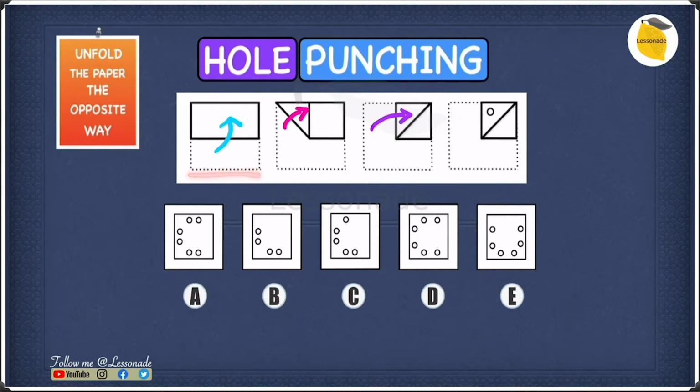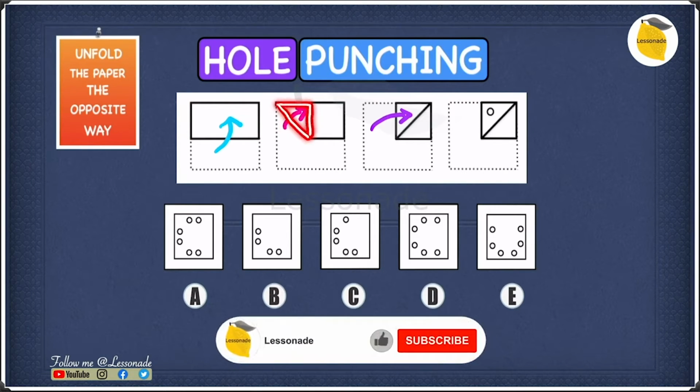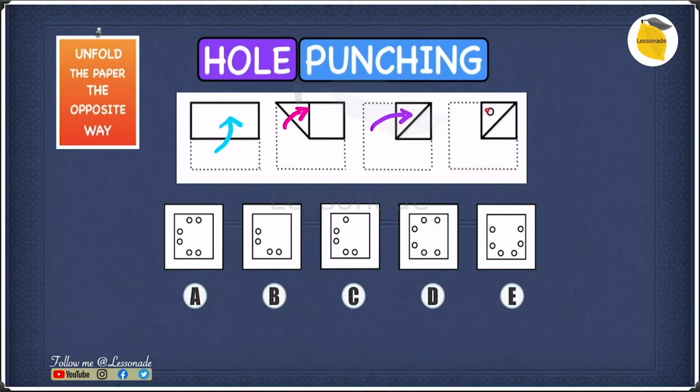So in figure 1, the paper has been folded halfway along the horizontal line, so along this line. In figure 2, the corner we have right here has been folded. And in figure 3, this folded piece of paper we have already has been once again folded to give us figure 3. And now in figure 4, a hole has been punched on the top left corner. So that's how the paper has been folded in each of the figures. Since we now know how the paper has been folded in each of the figures and where the hole has been punched in the final figure, now let's work our way backwards and unfold the paper in the opposite direction.